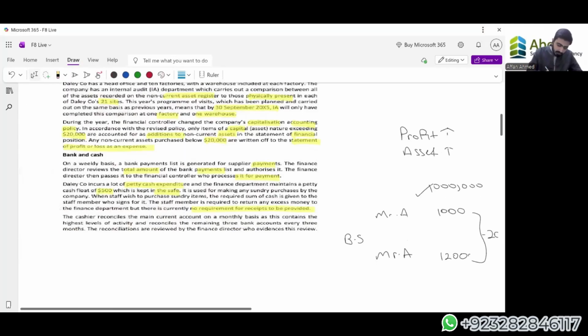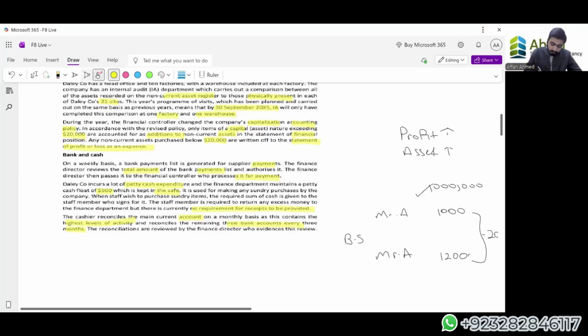Now, moving on to the last paragraph of this question. The cashier reconciles the main current account on a monthly basis as this contains the highest level of activity, and reconciles the remaining three bank accounts every 3 months. So you see that the cashier is applying a very unstable policy. He is checking one account on a monthly basis and the others are checked after 3 months.